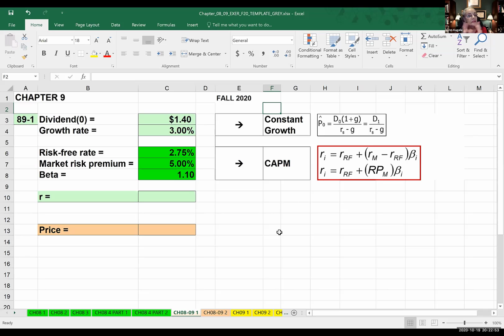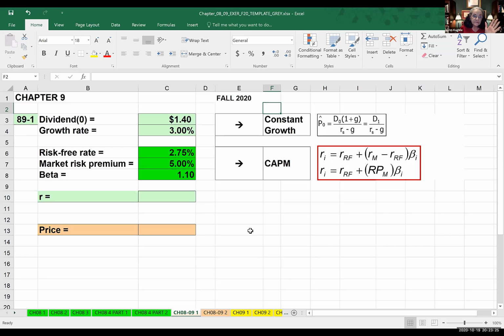You're given, and now in chapter 9, the thing you have to watch for, remember in 8, you have to watch for whether it tells you the return on the market or the market risk premium. So you know whether to subtract the risk-free rate or not. In chapter 9, pay attention to whether they tell you the dividend was just paid, D0, or the next expected dividend is D1, because that determines whether you multiply it by 1 plus the growth rate or not.